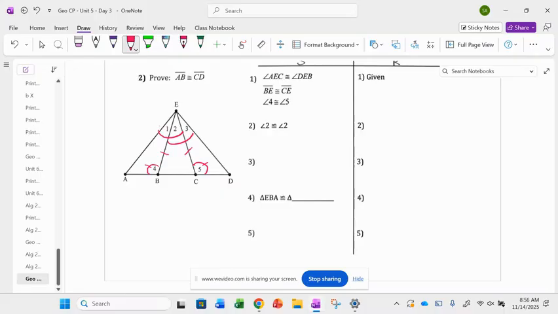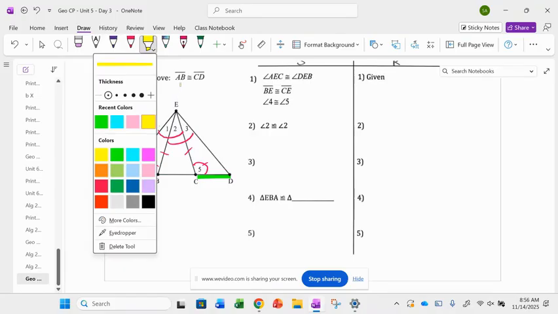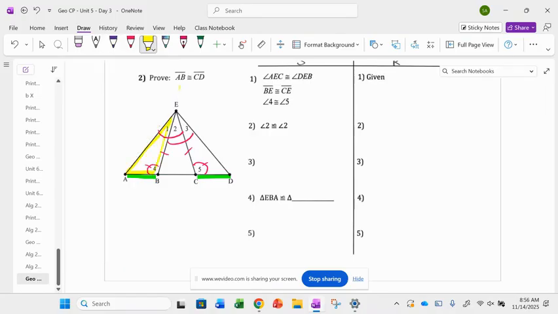Okay, I want to prove that AB is congruent to CD. Right now, from the given information, there's absolutely no reason I can say AB and CD are congruent. But are they part of triangles? Yeah, they're both part of triangles. AB is part of this triangle right here. And CD is part of this triangle right here. So if I'm able to get the triangles congruent, then after I get the triangles congruent, can I say AB and CD have to be congruent because the triangles are congruent?